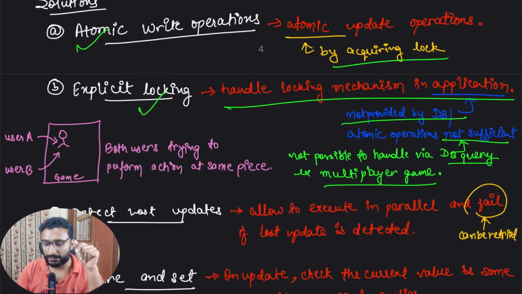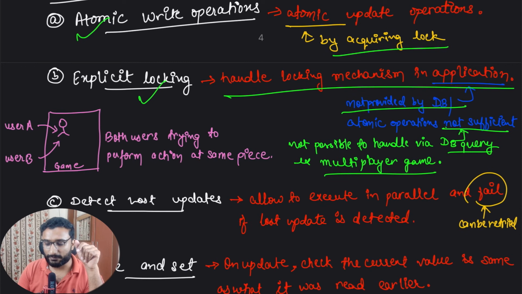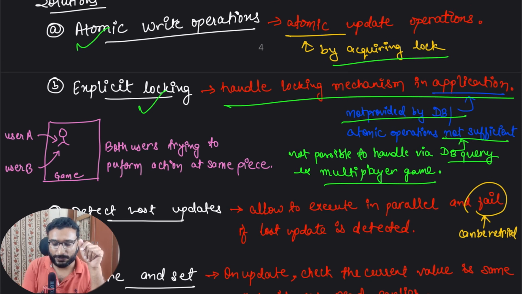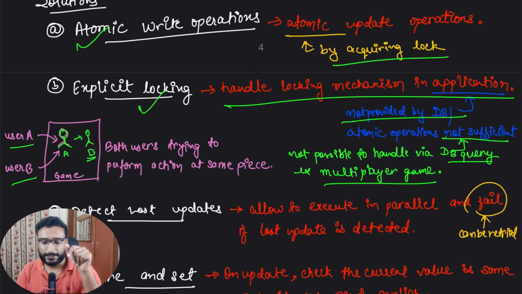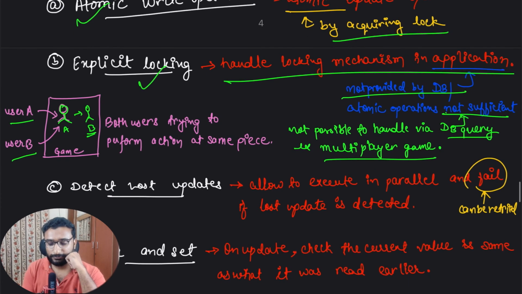Or let's take the example of a multiplayer game, where this particular player has to move from position A to position B. What if two users are trying to move this player from place A to place B? So this you will have to explicitly handle in your application instead of relying on the database.